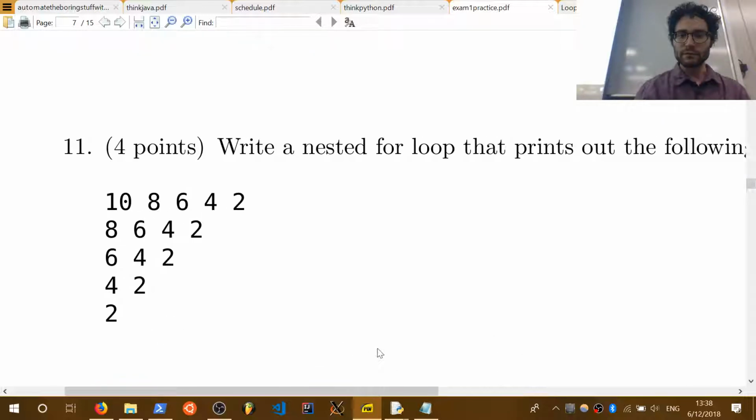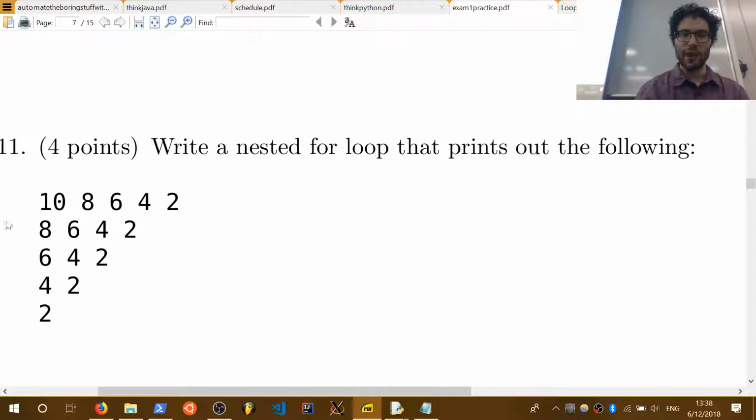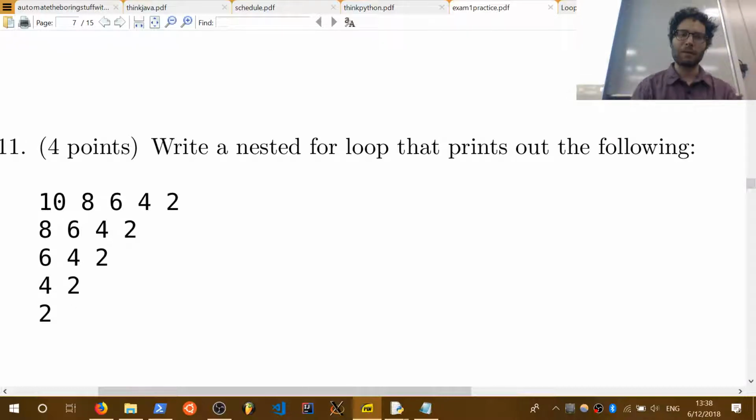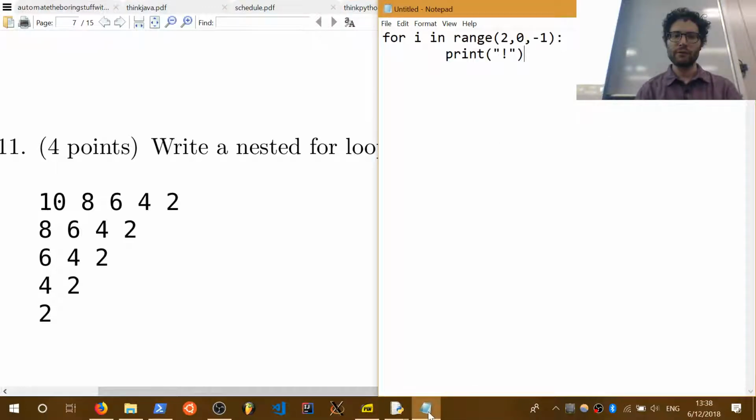Okay. Write a nested for loop that prints out the following: 10, 8, 6, 4, 2, 8, 6, 4, 2, 6, 4, 2, 4, 2, 2. So what is this telling you to do? Okay, so remember, how does this work? Well, how should we do these?